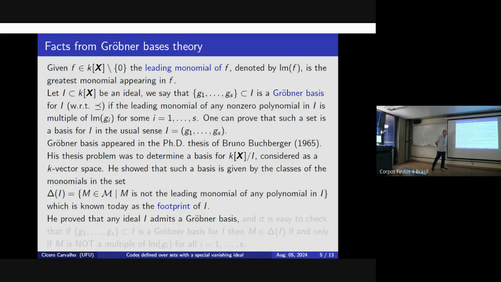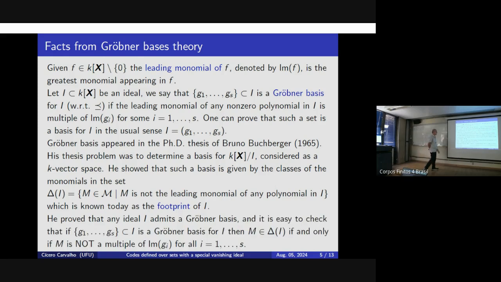So he proved that for any ideal, if you fix a monomial order, you can determine a Gröbner basis. Of course, we know that. He also produced an algorithm, called Buchberger's algorithm, that starts with a generating set to produce the basis. Our interest is in this set, the footprint, and there is a very close relationship between this set and the basis, which is the following.